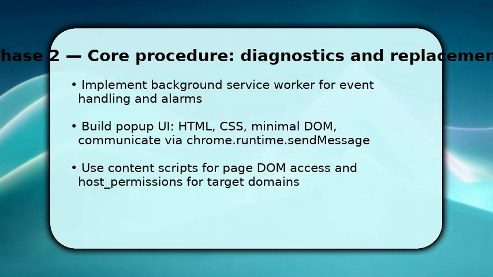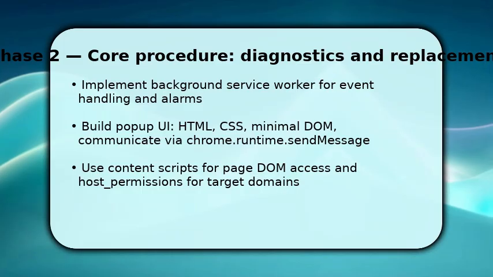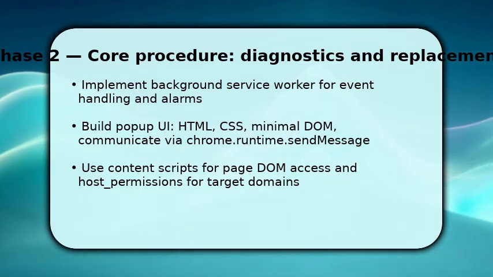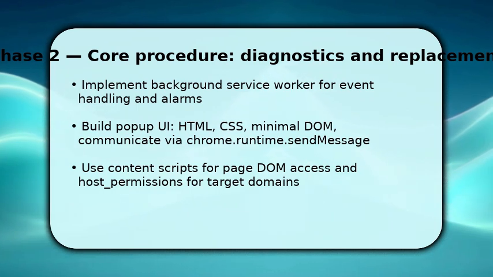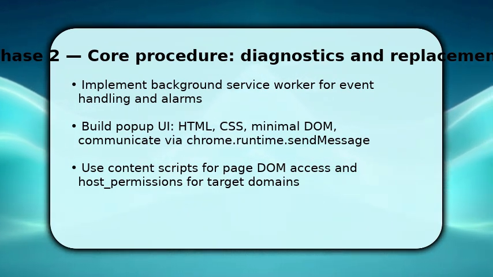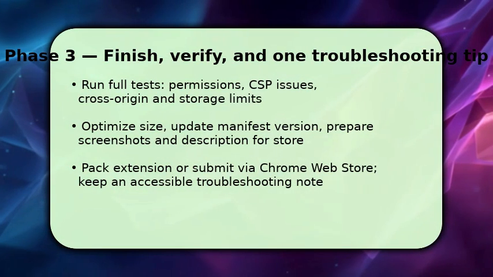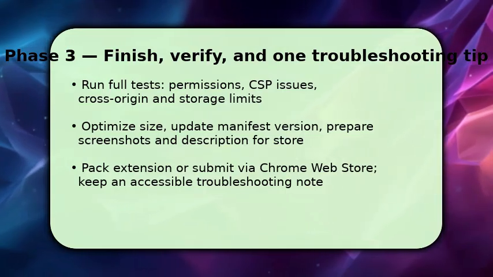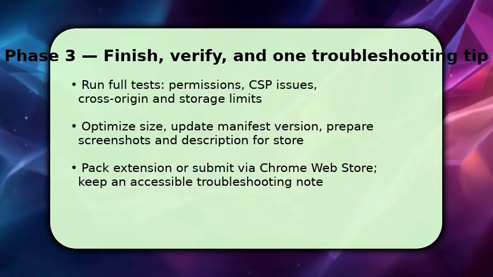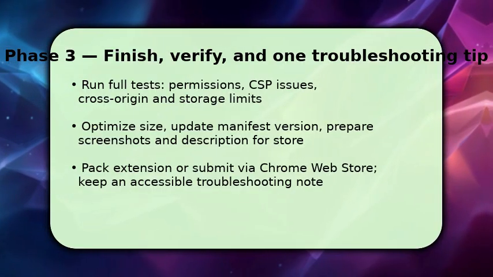Inject content scripts for DOM manipulation on target pages, declared in manifest under content_scripts with matches patterns. Once messages are working, test the flow end-to-end and log messages to the console for visibility. Finish by testing permissions and content security policy, because CSP blocks inline scripts. Migrate to external JS if needed.